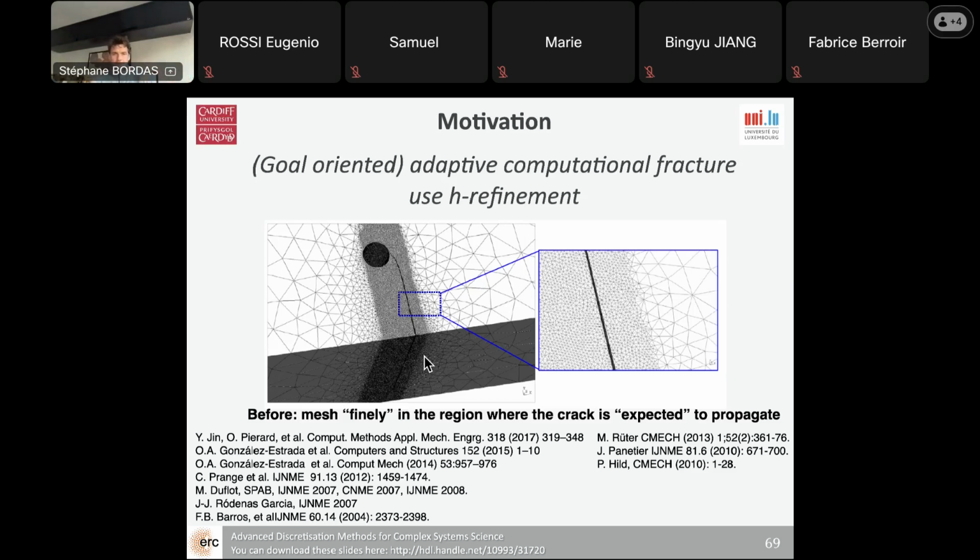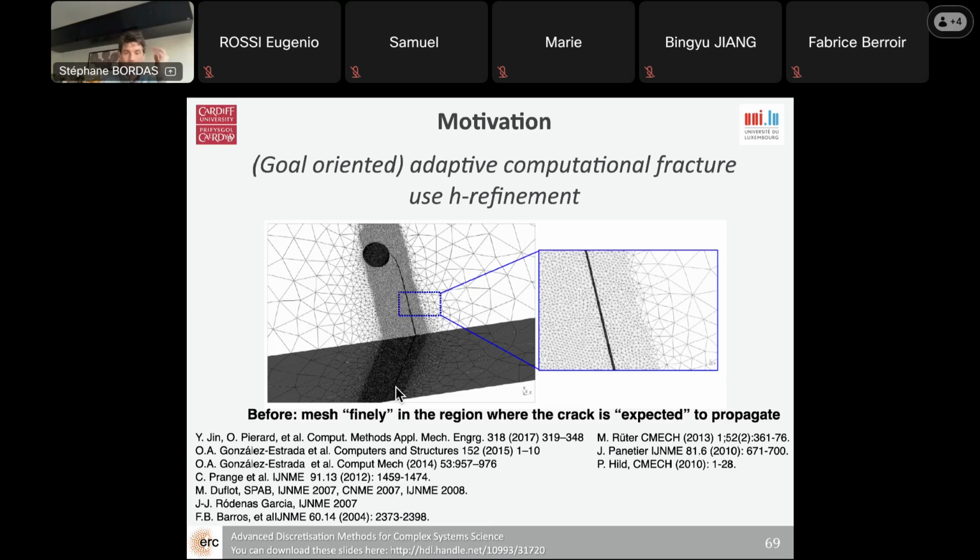Now, I'm not going to talk about that. I'm going to talk about something much simpler. I'm going to assume we know the enrichment functions. I'm going to assume that these functions are square root of r sine theta over 2, as we saw before. And now I'm going to ask a question. How do we know what is the mesh size that we should use here? What should we use, right? The crack is going to propagate, and we want to know what to use, where and when.